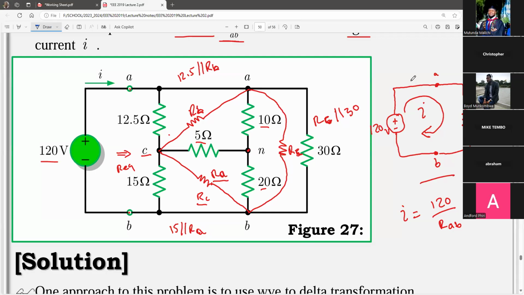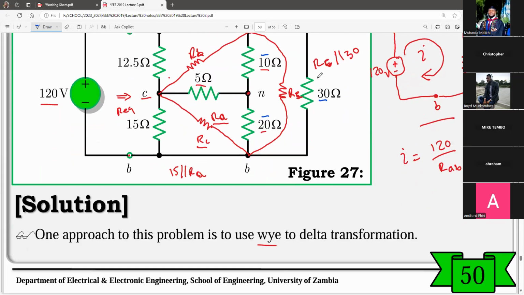So another person might see, if you look at this point A and B, this 10, this 20, and this 30. Can someone agree that they are actually connected in delta? Hello? Yes, sir. So if they are connected in delta, someone again would want to come and calculate what this Y is.